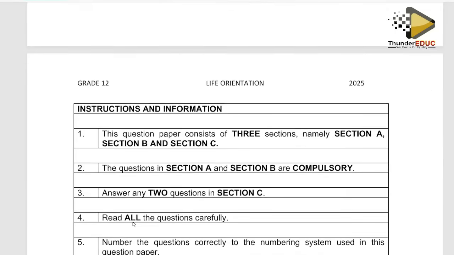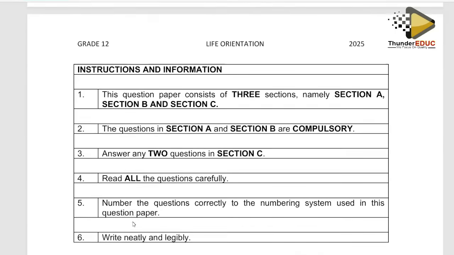So the first thing which you need to bear in mind when you're answering this particular paper is to know the compulsory sections, and you also need to know the sections which are selective, where you can select what you have to answer. This question paper consists of 3 sections, which are section A, section B, and finally section C. The questions in section A and section B are compulsory.